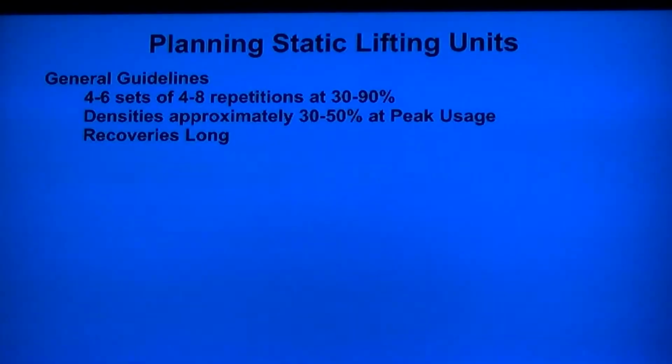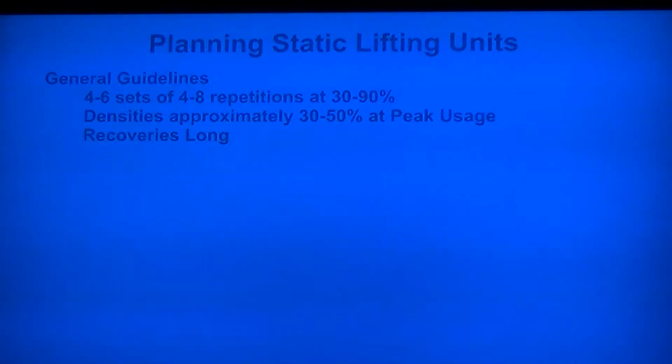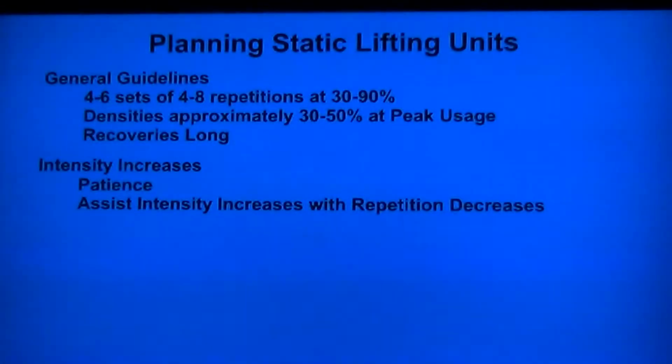Static lifting units contain 4 to 6 sets of 4 to 8 repetitions with intensities ranging from 30 to 90% of single rep max. Recoveries are long. Approximately 30 to 50% of all training sessions should contain a static lifting unit when the time of year is appropriate for this type of work. In this training system, static lifts progress patiently in intensity. In most situations, 8 reps per set is a starting point, progressing to 6, then 5 as intensities increase.